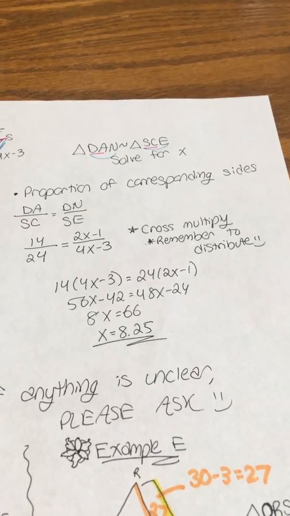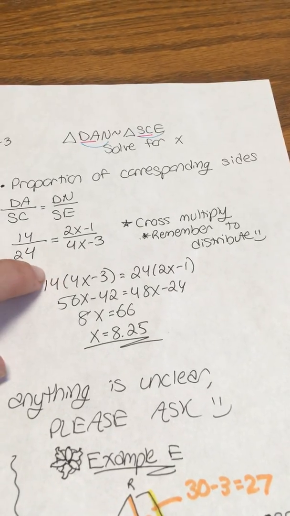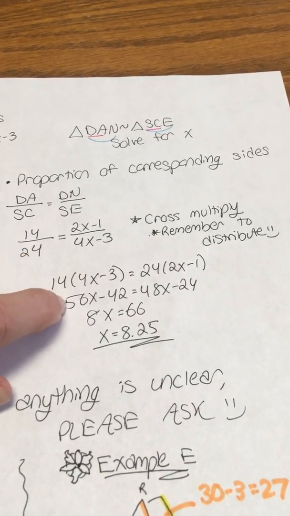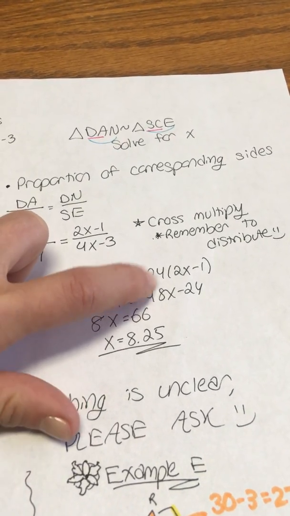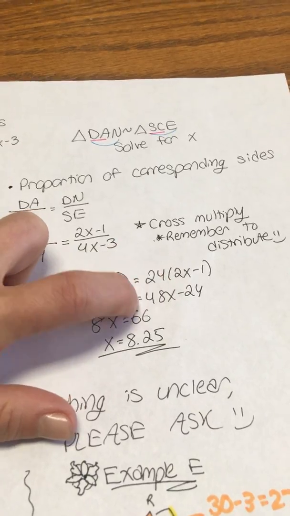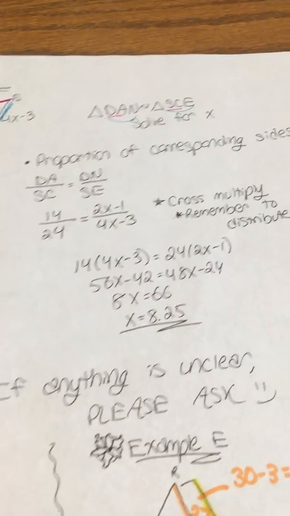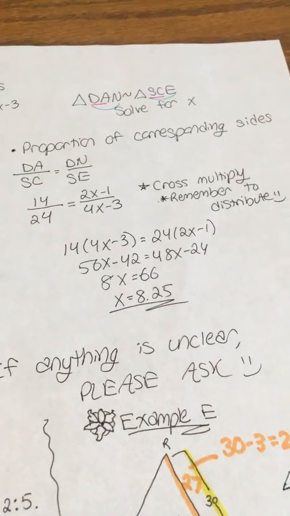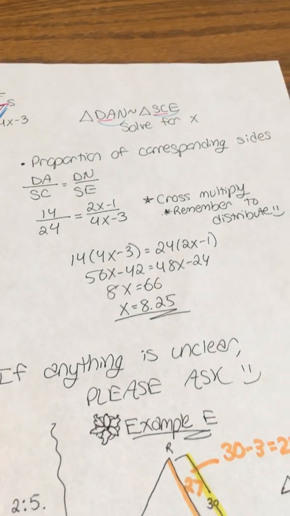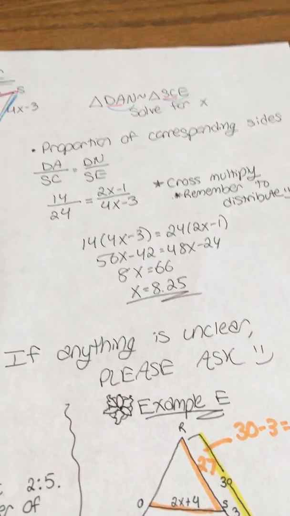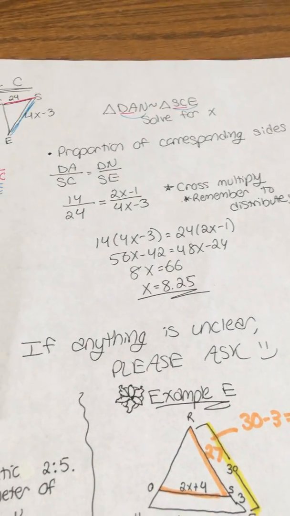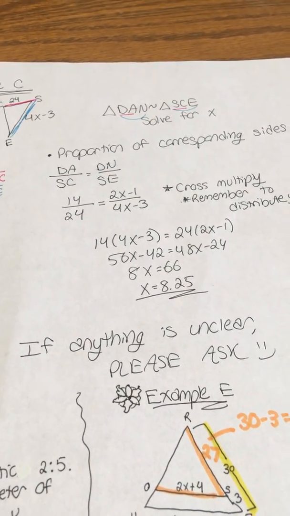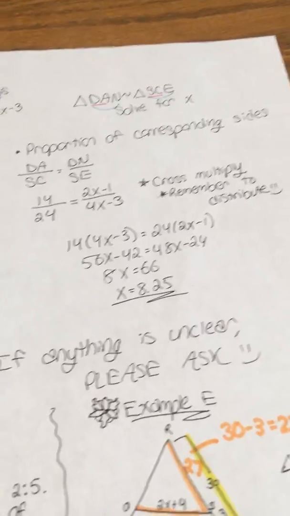Remember that you distribute, so don't forget to distribute the 14 not only to the 4x but also to the negative 3. Here you're distributing 24 not only to 2 but also to negative 1. So you can just look over how I solved this and make sure that you understand the solving process. Again, if anything's unclear, please pause, please ask. You also might want to pause and take a look at the guiding questions again. See if you can answer any.